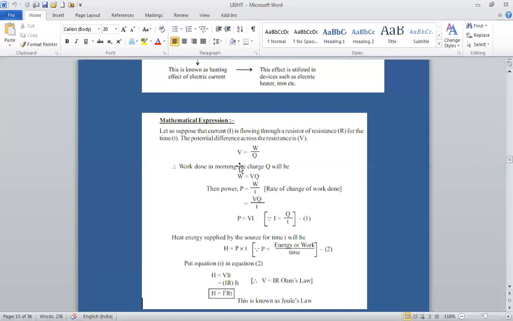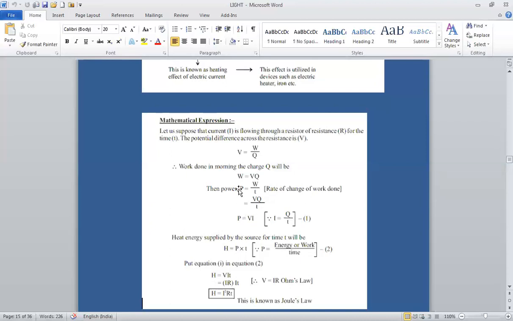We can say potential difference V is equal to W by Q, work done in moving a unit charge from one point to another. Work done in moving the charge Q will be W equal to VQ. Then what is power? Power is the rate of doing work, so power is equal to W by T. Putting the value of W, we get VQ by T.